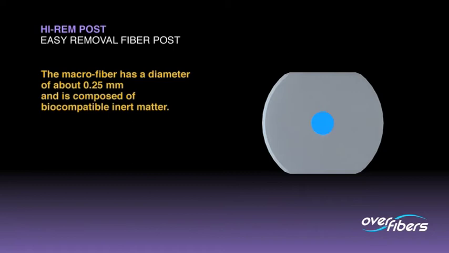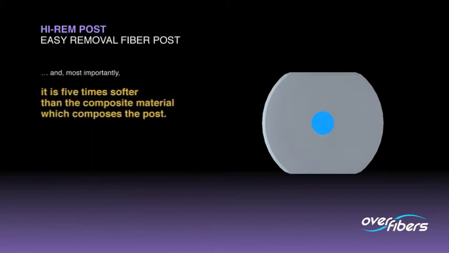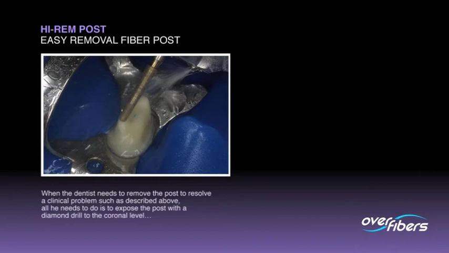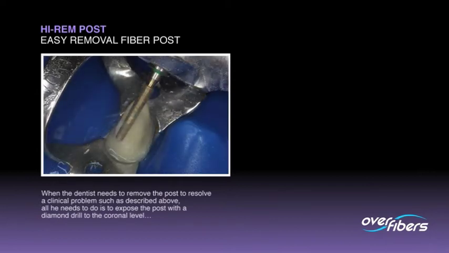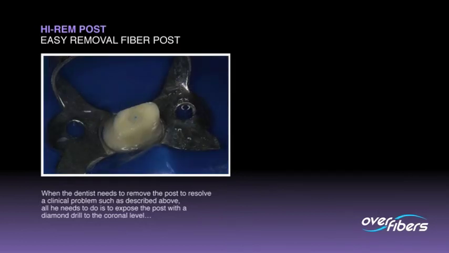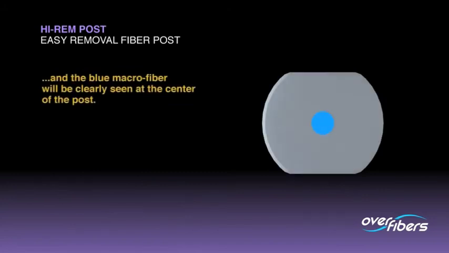The macrofiber has a diameter of about 0.25 millimeters and is composed of biocompatible inert matter. It's coloured blue for easy visual location by the dentist. And, most importantly, it's 5 times softer than the composite material which composes the post. When the dentist needs to remove the post to resolve a clinical problem, such as described above, all he needs to do is to expose the post with a diamond drill to the coronal level. And the blue macrofiber will be clearly seen at the centre of the post.